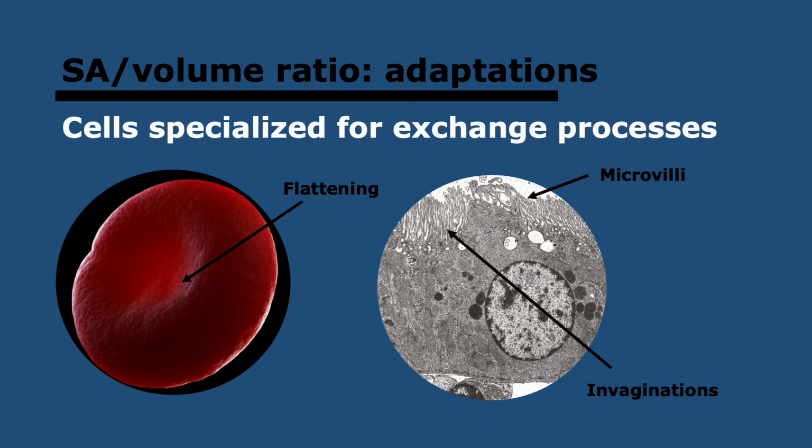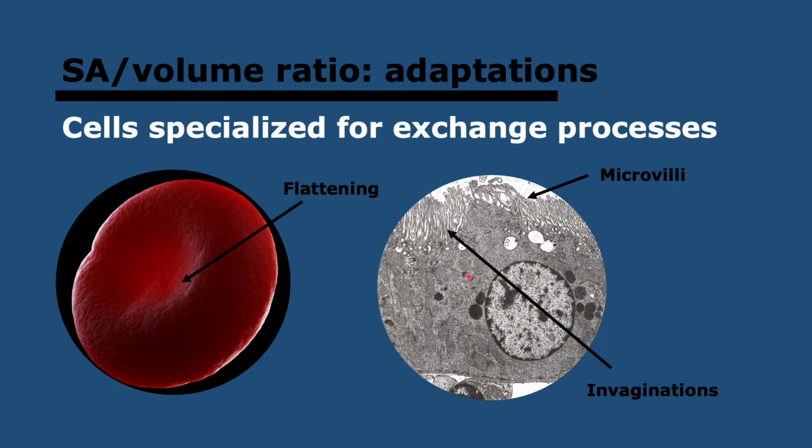Some cells have adaptations for the surface area to volume ratio, having a very large surface area compared to their volume, especially if they're specialized for exchange processes. For example, red blood cells, because they transport oxygen from lungs to tissues. The way they do this is through flattening. They have a very flat middle. Again, 8 micrometers in diameter, but only 1 micrometer in the middle. This gives them a lower volume and a higher surface area. So that's one method of adapting, flattening of the cell. And in this way, they can transport more oxygen.